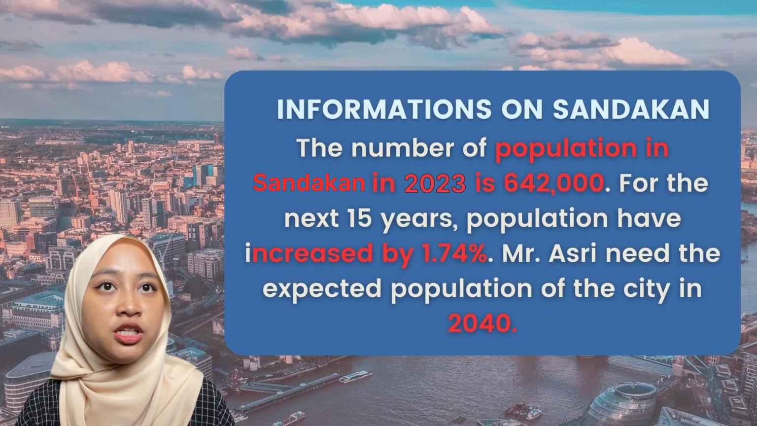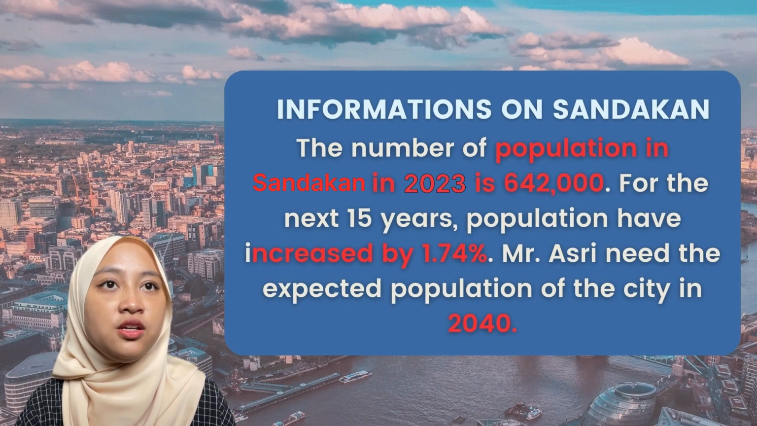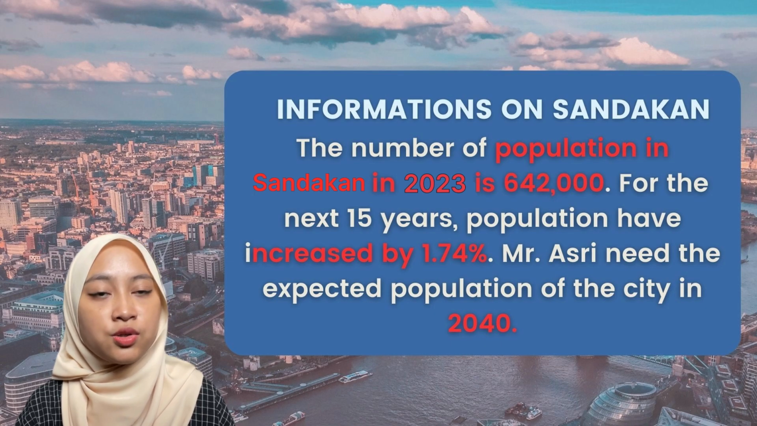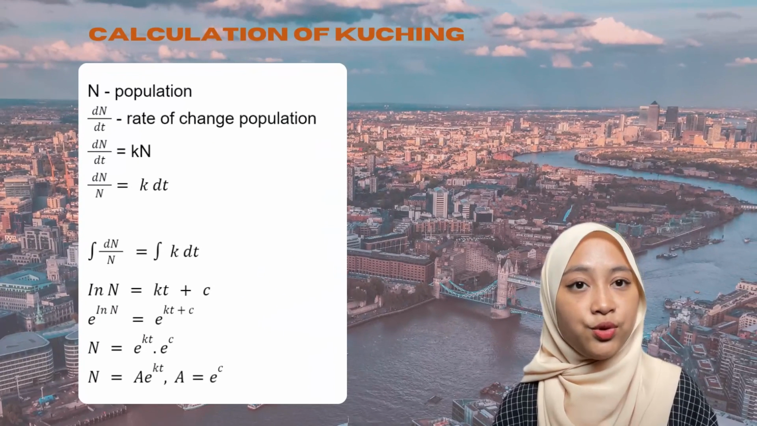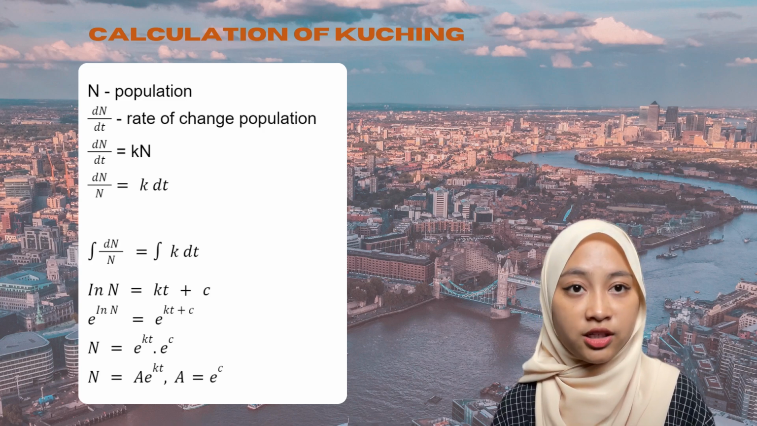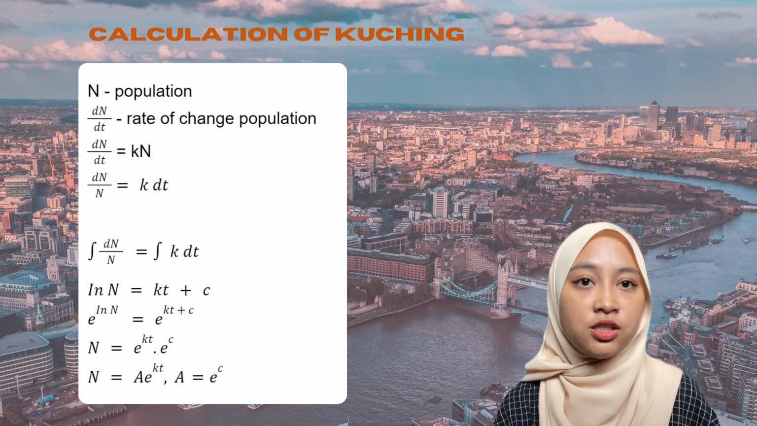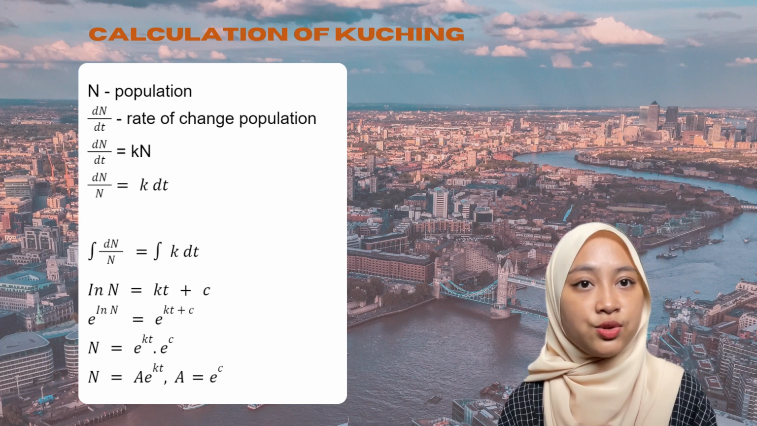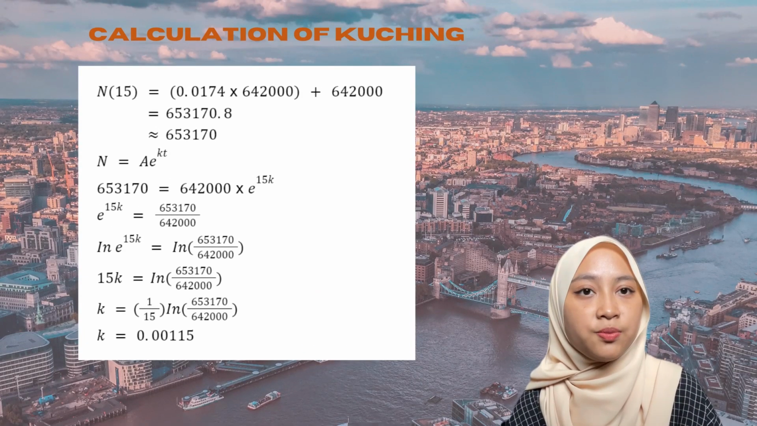Let's move on to the information on Sandakan. The number of population in Sandakan in 2023 is 642,000. For the next 15 years, population has increased by 1.74%. Mr. Asri needs the expected population of the city in 2040. So we are going to use the same formula and method just like we already calculated for Kota Kinabalu, but we will change the information related to Sandakan.